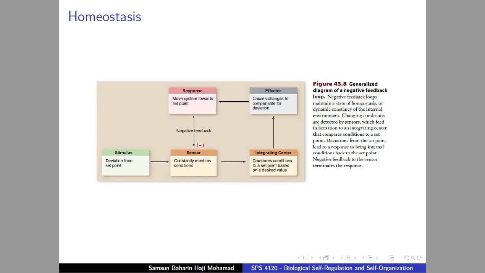Okay, so these are the workings of this homeostasis. Okay, so these are the stimulus, the temperature outside. Let's say the temperature outside, the sensor, our skin. The skin will send the signal to the brain, and our brain will send an instruction to our system. The system will respond to this stimulus so that we can maintain, in this case, the temperature of our body.